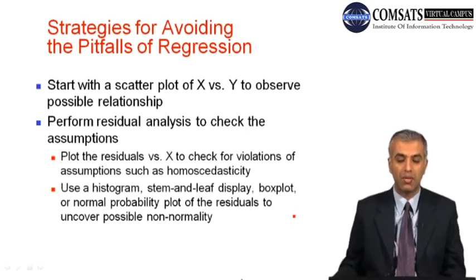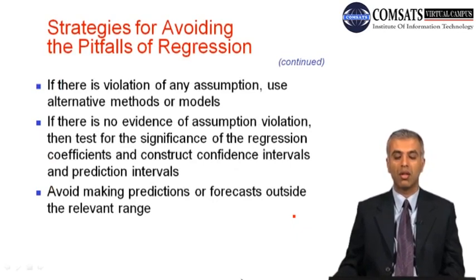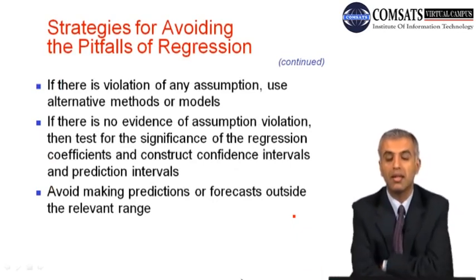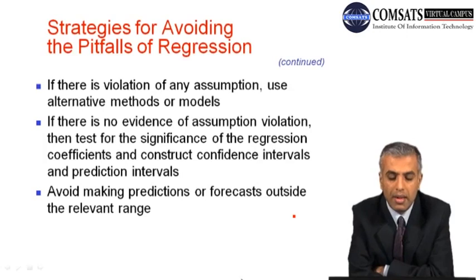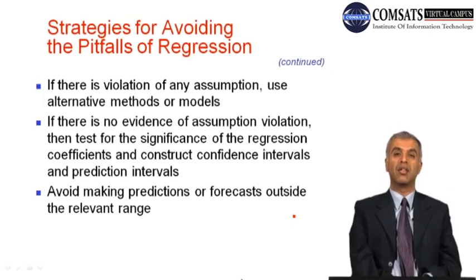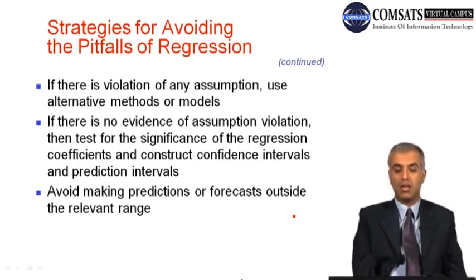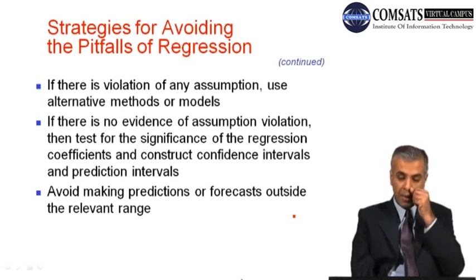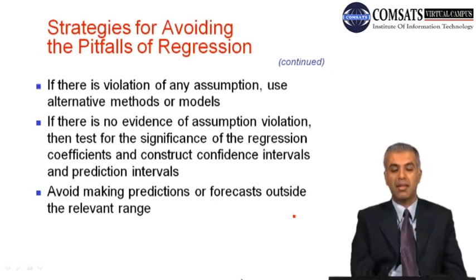Once we have gone through that, if there is any violation of any condition, then we have alternative methods for models as well. It is not necessary that the present model should be rigorously followed, and that if there is a violation, we won't get anywhere. In order to avoid that, we can use alternative methods.